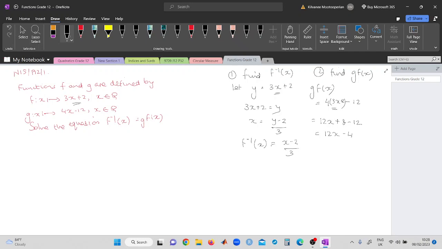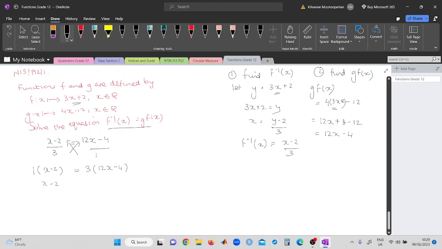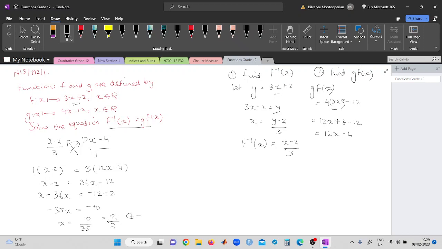Then I have to solve this. So x minus 2 over 3 equals gf of x. Cross multiply: x minus 2 times 1 equals 3 times 12x minus 4. So x minus 2 equals 36x minus 12. So x minus 36x gives the final answer, minus 35x equals minus 10. x equals 10 over 35. We divide by 5, so 2 over 7. Therefore my answer is 2 sevenths. This is my value for x.